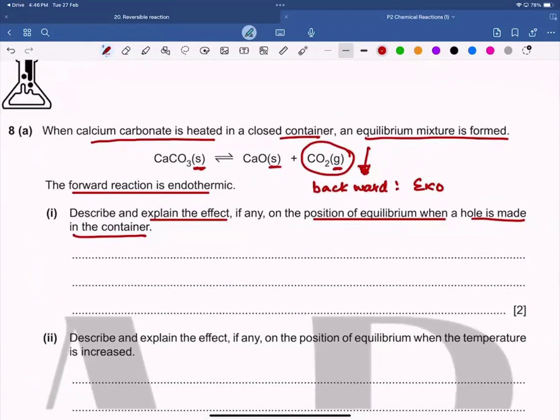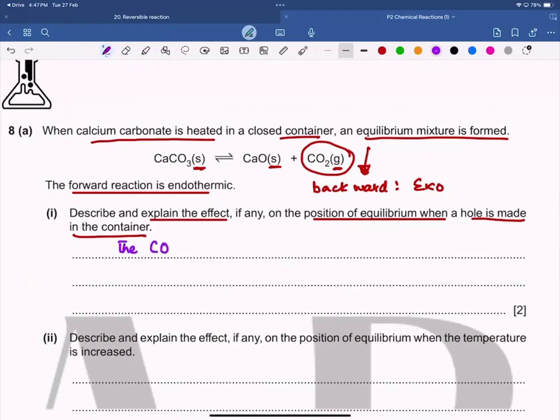So see, if the hole is made, it means that whatever gas is in the container, all that gas escapes. So if the gas escapes, it means the concentration of that gas is decreasing. So equilibrium shifts in a direction to make that gas again and again. That gas is on the product side, right? So the product concentration is decreasing, and then where does the equilibrium shift, to the forward, to the right, or to the left? To the right. Very good. Is this clear to all of you?